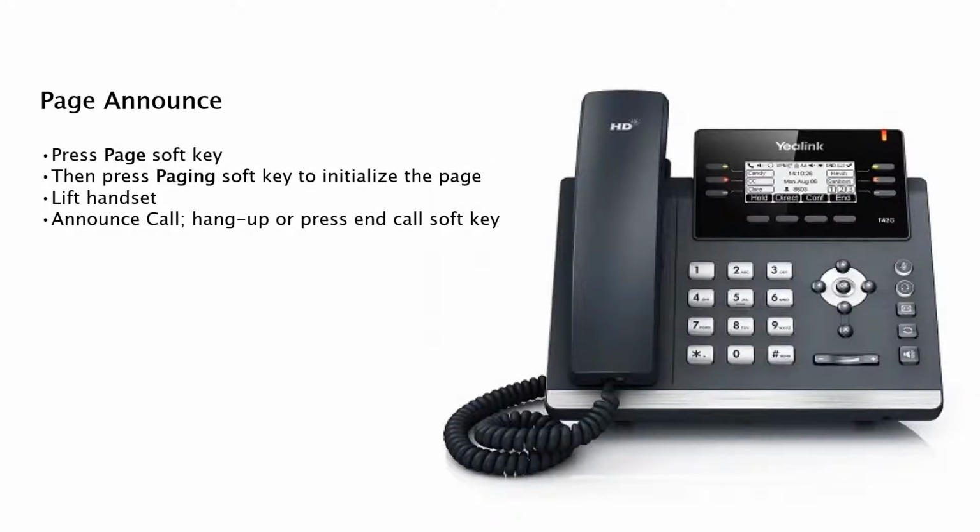Paging through the phone is again a soft key function. When you look at the phone in an idle state, you'll see a page in the display above the button that is programmed for the page function. You would then press that button, lift the handset, make your announcement, and then hang up.